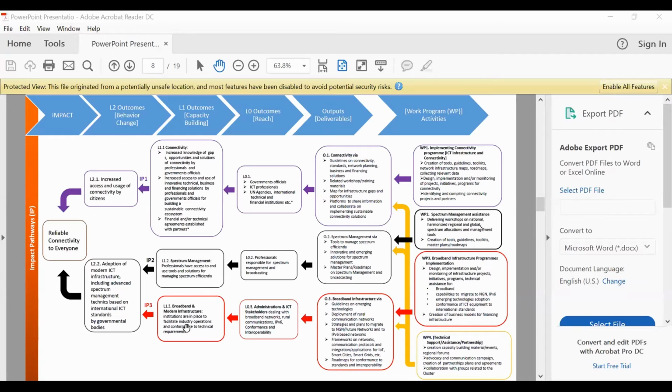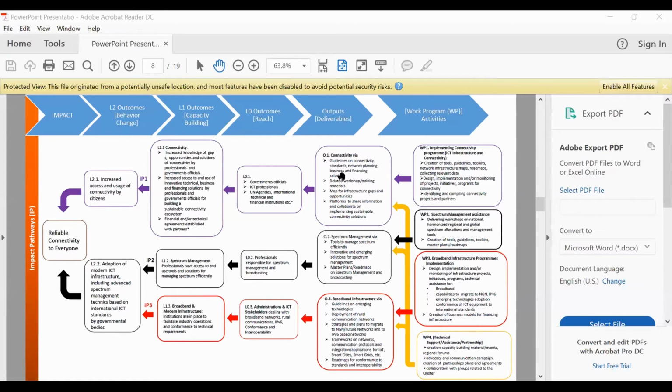And then the third impact pathway is modern infrastructure, broadband and modern infrastructure. So this is also an important part of our activities. Also, we want to reach the professionals again, the ICT stakeholders dealing with broadband networks, rural communication, IPv6 conformance and interoperability. And this broadband infrastructure contains the guidelines on emerging technologies, development of rural communication networks, strategies for NGN, IP-based networks. Also, we have the roadmaps for conformance and interoperability.